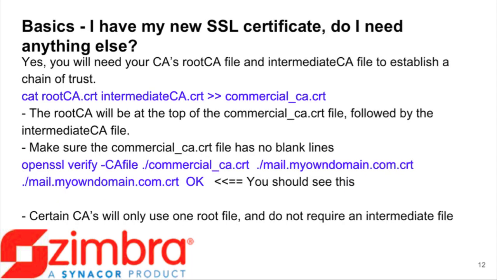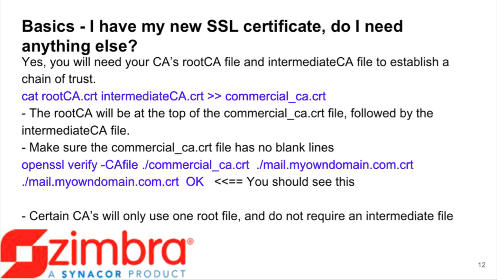So once you have your new SSL certificate, do you need to do anything else? Okay, so this is the part where we talk about your CA bundle file, your commercial bundle file. Basically, you concatenate, you join together the root CA file along with your intermediate file, or if there's a third file to complete the chain, the cross-reference file.